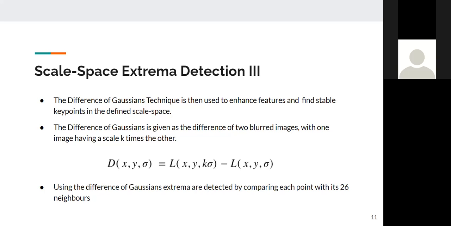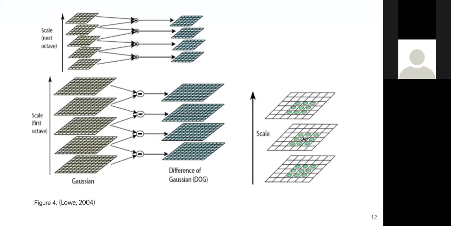Using the difference of Gaussians, extrema are detected by comparing each point with its 26 neighbors. So on the left side of this image, you can see the difference of Gaussians, how different scales are subtracted. And then on the right side of the image, you can see how extrema will be detected, where X is the pixel we are interested in, and the green circles are all its neighbors. The pixel we are interested in is compared to its 9 neighbors in the scale above, 9 neighbors in the scale below, and 8 neighbors on the same scale. If the pixel has the smallest or greatest value, it is labeled as an extrema.